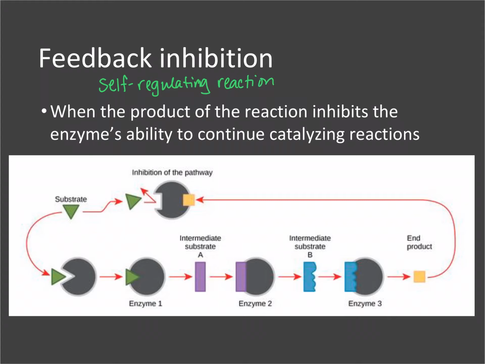So remember that a reaction can be written as a reactant, and then an arrow, and then if there's an enzyme involved, you write the name of the enzyme above the arrow, and then that gives you the product. Remember, the reactant is also known as the substrate. Well, in feedback inhibition, what happens is that the product becomes the inhibitor.